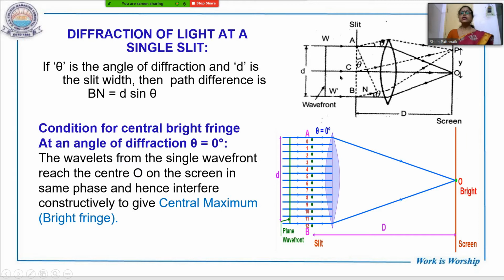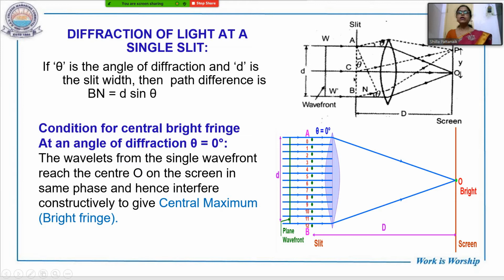Clear? So first, tell me, when light waves coming from the points A and B of the slit are incident on the screen at the point P, is there any path difference between them or not? Yes, miss. Okay, so can you tell me what is the path difference here? BN. Very good. We have drawn perpendicular AN here. Theta is the angle of diffraction. BN is the path difference.